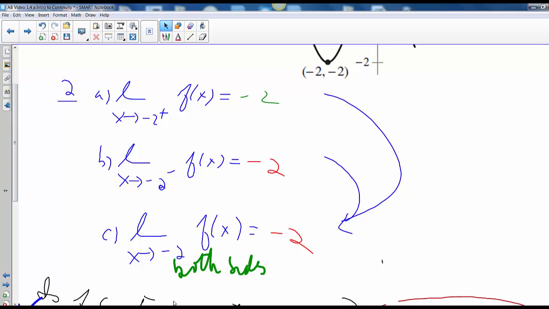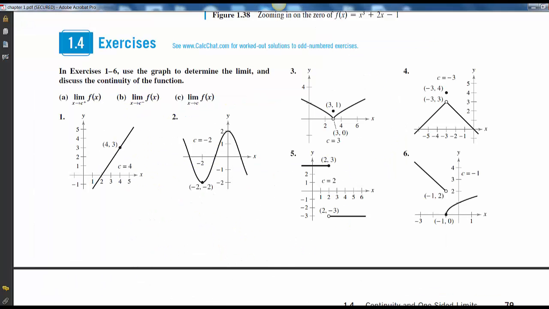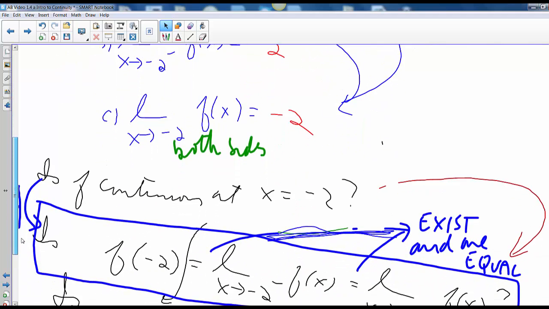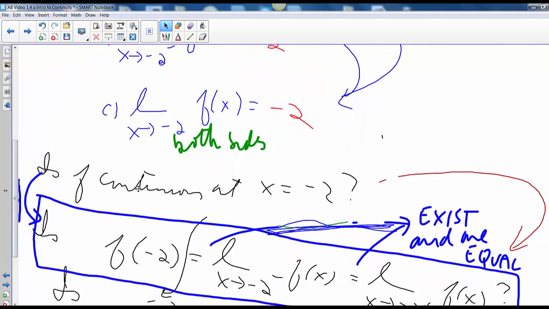Now, I do want to talk about the fact that your book is going to ask you to find those 3 limits from the right, from the left, and the two-sided. Use the graph to determine the limit. But then they say this very bizarre statement, discuss the continuity. Excuse me. That's very vague. Lord knows what they mean by discuss, so I'm not going to ask you to discuss. I don't know, maybe you'd want to discuss that you don't like them very much. So, what I'm going to ask you is the function continuous at x equals negative 2?